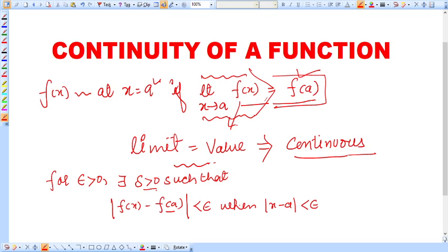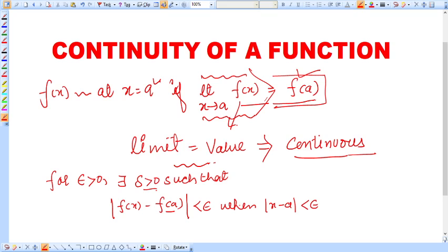So this is how we define continuity. Any function is said to be continuous if for every epsilon there exists a delta such that the difference is less than epsilon in the delta neighborhood of that point a. So this is how we define continuity.